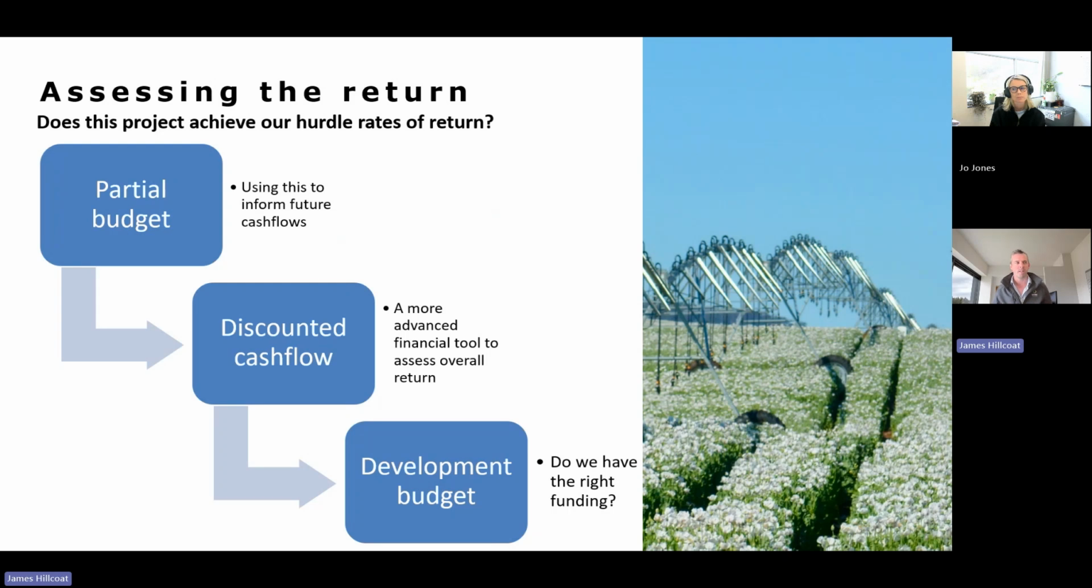We're using average figures. So we can take that partial budget and move it another step and start looking at a more advanced financial tool to assess the overall return, and that would be a discounted cash flow. And then we can look at a development budget, and do we have the right funding? Do we have the right cash flow from that?